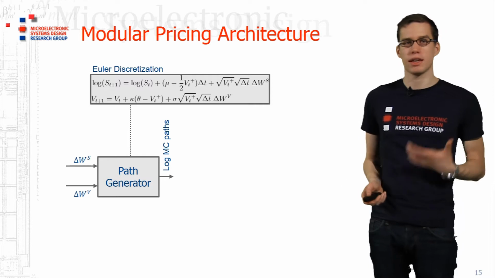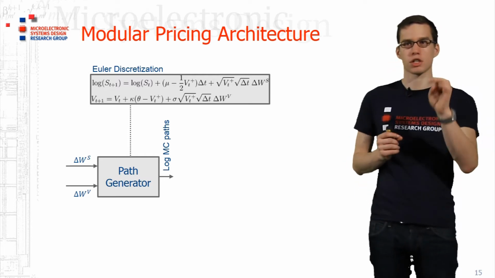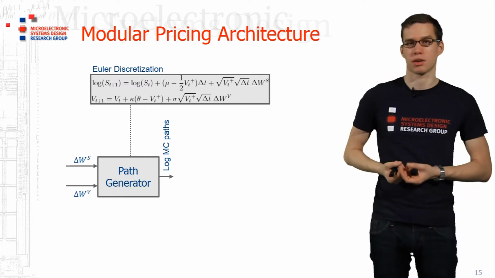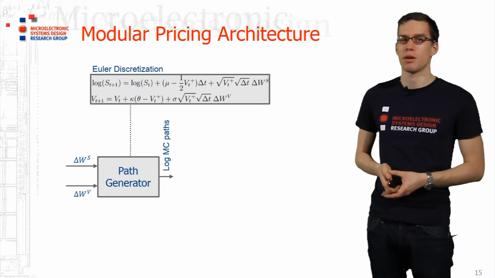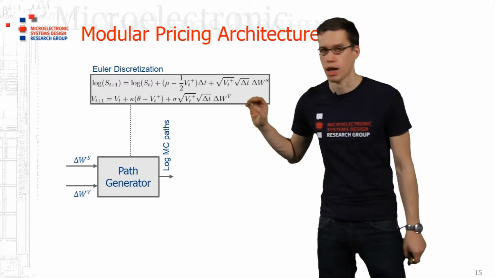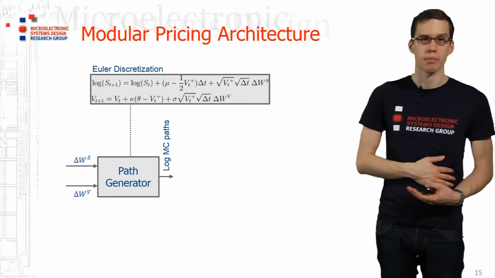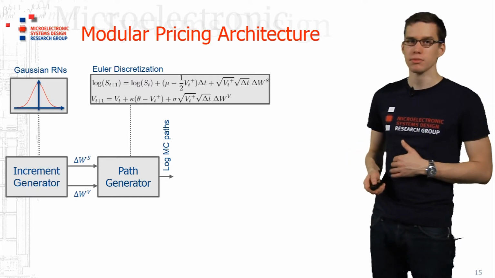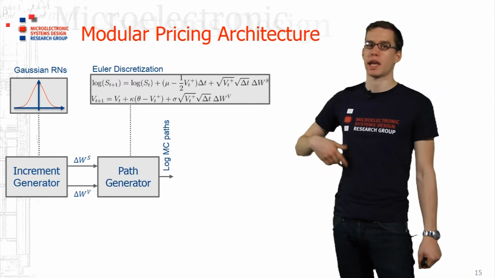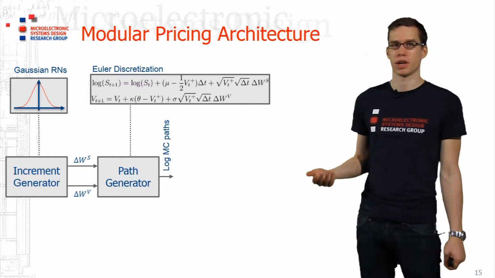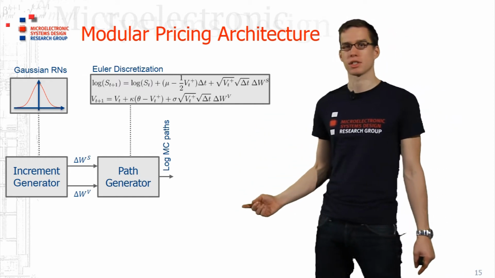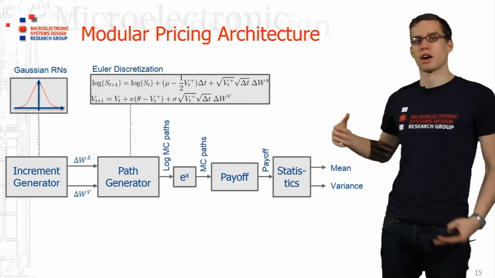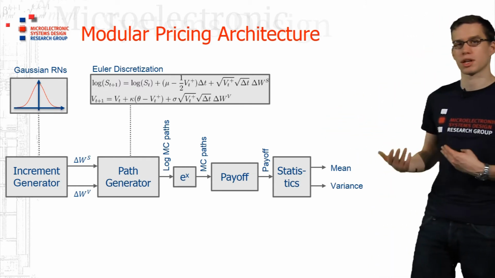The path generator, as you see here, takes two random numbers to come from the initial point to the next point. Because it's a stochastic differential equation, it takes random numbers, which are generated in an increment generator. And in our case, it's a Gaussian random number generator. Out come logarithmic Monte Carlo paths. From then on, we take the exponential of these paths to get the Monte Carlo path. We calculate the payoff, as you see here, and then we make the statistics to get the mean and the variance. And after that, we have the result of one Monte Carlo simulation.